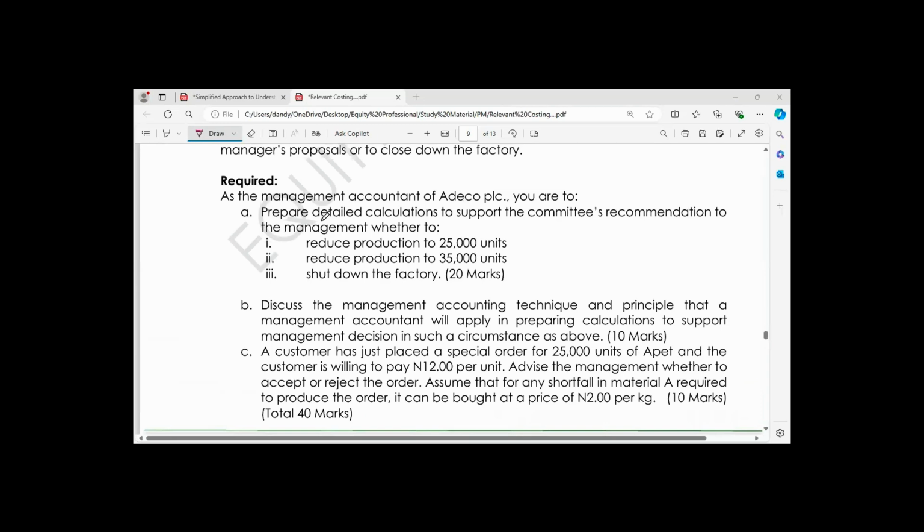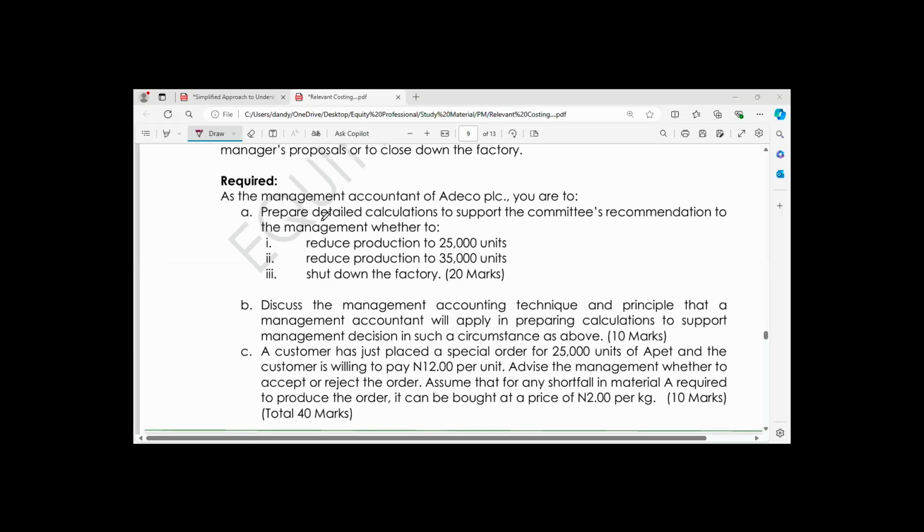Just take a very deep breath, and the first thing you need to do is to understand the requirements of the examiner. Once you understand the requirements, you will not struggle to solve the question. For example, in this case, requirement A says that you should prepare detailed calculation to support the committee's recommendation to the management. So the first thing that should cross your mind is: what kind of calculation do I want to prepare?